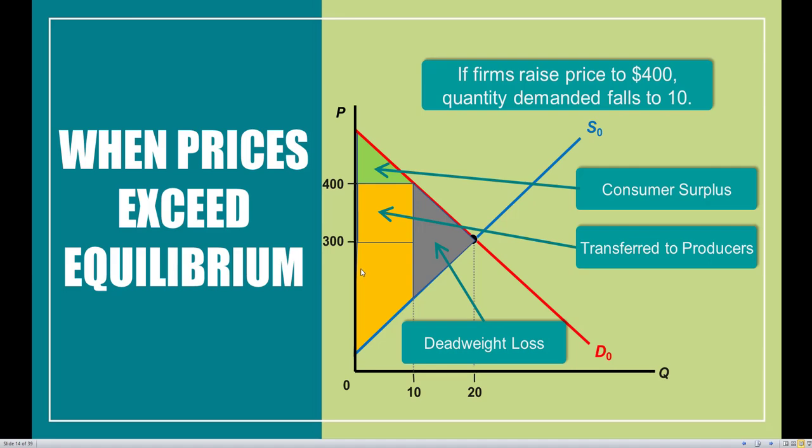And then finally, we're going to notice that a new area also emerges, which is this gray triangle that you see right here, which is some type of inefficiency known as our deadweight loss. Before, we were able to sell 20 units within the marketplace, but now when prices go above equilibrium, we're only able to sell 10 of these particular units.